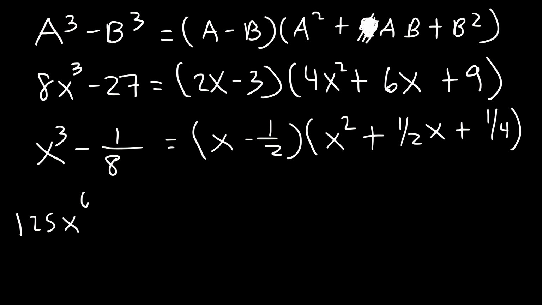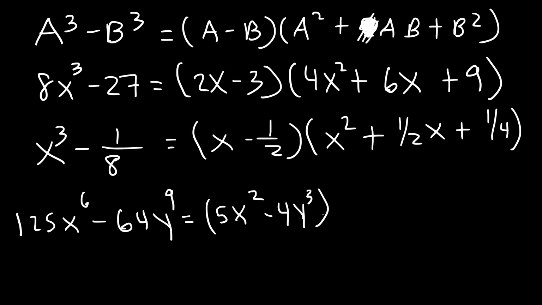Let's try an example with larger numbers. 125x to the 6 minus 64y to the 9th. So the cube root of 125 is 5. The cube root of x to the 6 is x squared. Divide the exponent by 3. The cube root of 64 is 4. And the cube root of y to the 9th is y cubed. 9 divided by 3 is 3.